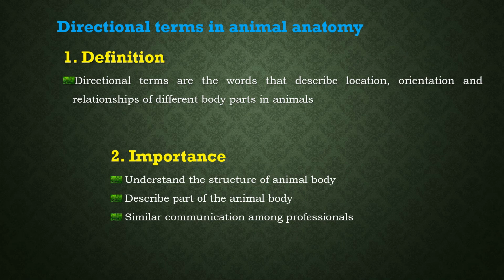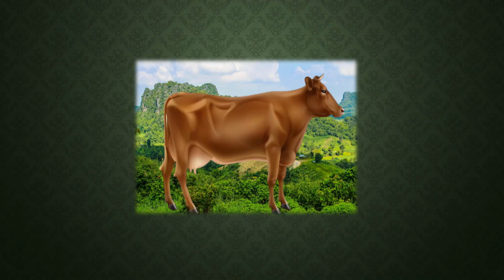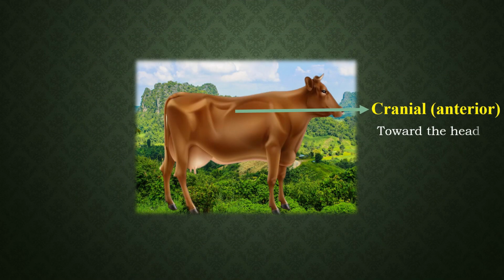Now, let us talk about each directional term that is used in animal anatomy one by one. The first one, cranial, or we call it anterior. This refers to toward the head of the animal. That means the parts or organs of the animal that are located closer to the head. For example, heart is cranial to liver. That means heart is closer to the head when we compare with liver.